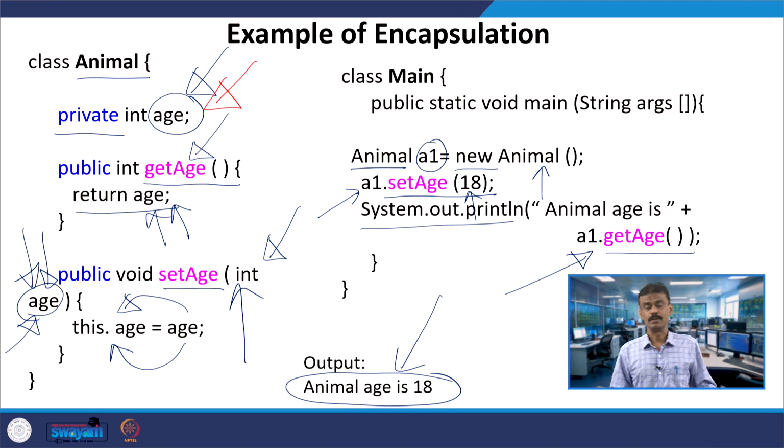For example, you may think, what will happen if I write A1.age? Write A1.age and try to run the code. It will tell you that you are trying to access the private member data of the class Animal. You should get an error.